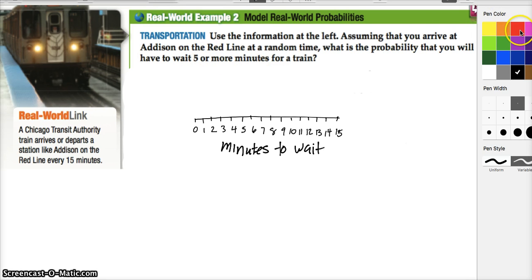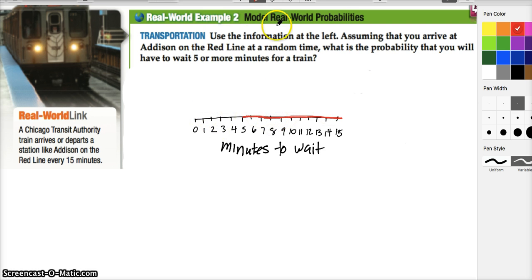So the time that we're concerned about, or in a sense the segment that I'm concerned about, would be from 5 minutes or above. That color's not bright enough, to be honest. I need to do it like this. Boom. Okay. So this is the segment that we're trying to figure out: what's the probability that we're going to be on this part of the segment.